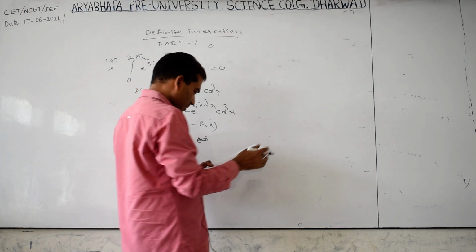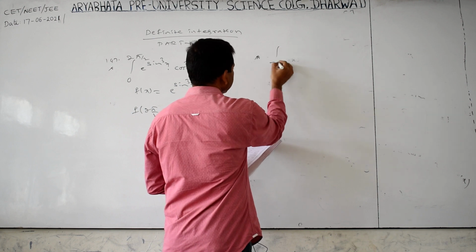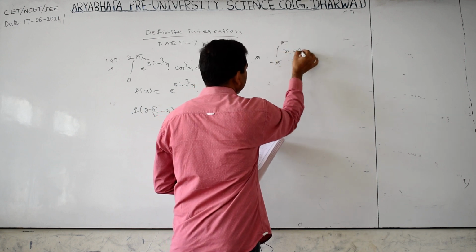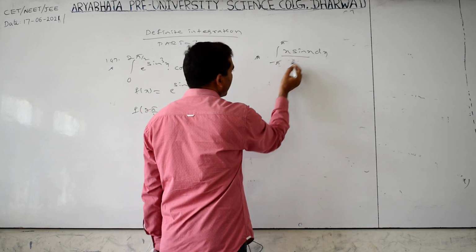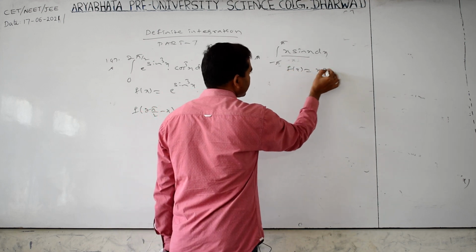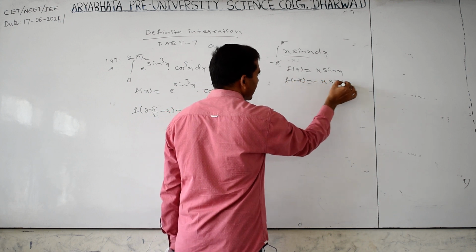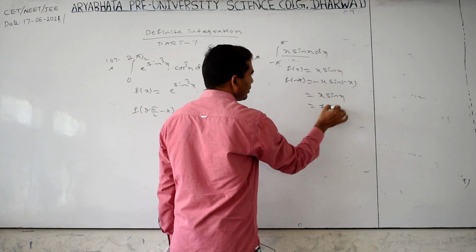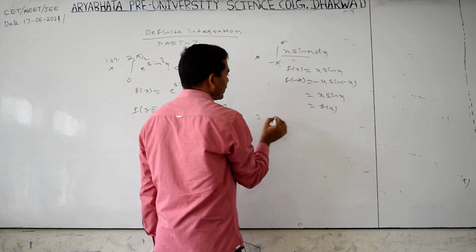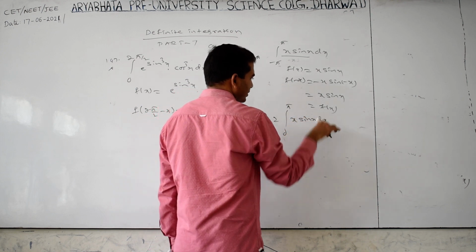Okay. Next, integration of minus pi to pi of x sin x. Is this odd or even? f of x equals x sin x. f of minus x is minus x sin of minus x, which is equal to x sin x, which is equal to f of x. So it is even. So we can write 2 into integration 0 to pi of x into sin x dx.